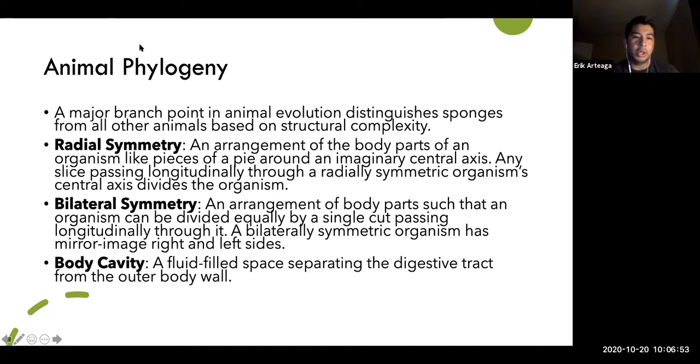So a major branch point in animal evolution distinguishes sponges from all other animals based on structural complexity, okay? So radial symmetry, excuse me, is an arrangement of the body parts of an organism like pieces of a pie around an imaginary central axis. Any slice passing longitudinally through a radially symmetric organism's central axis divides the organism. So we'll see that this is going to be less complex. Okay, radial symmetry means that they are the same no matter how you slice that organism.